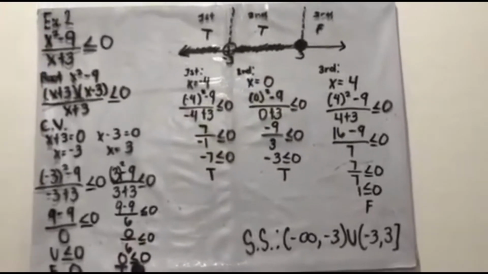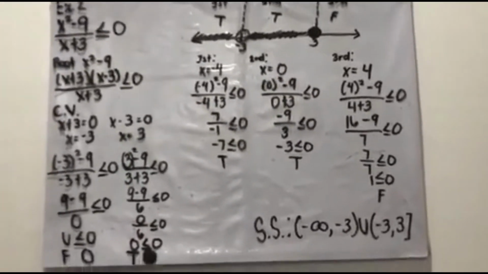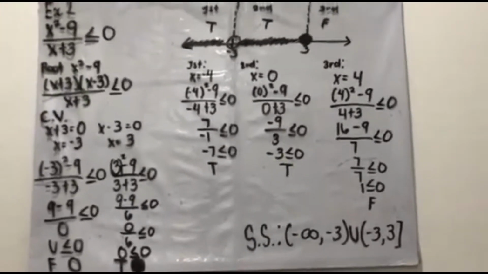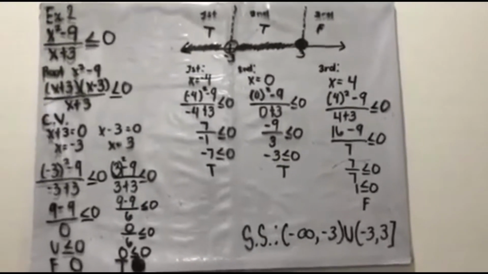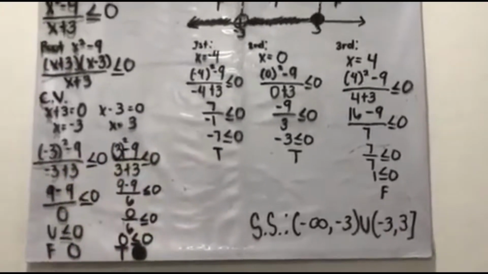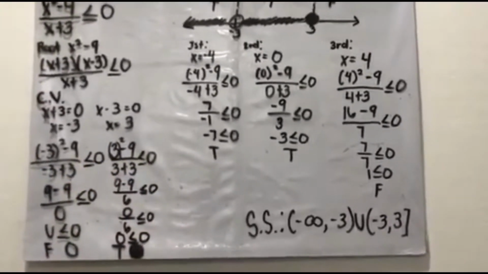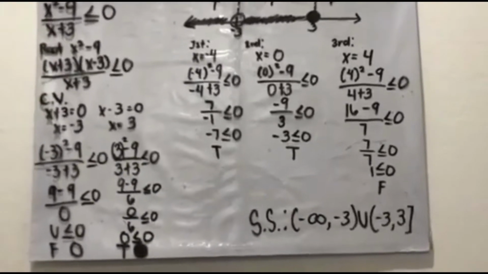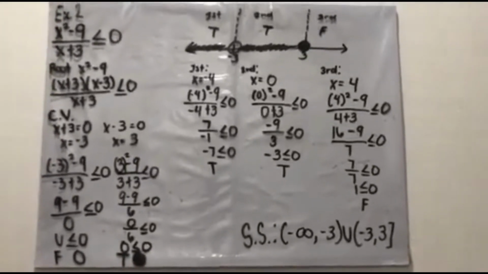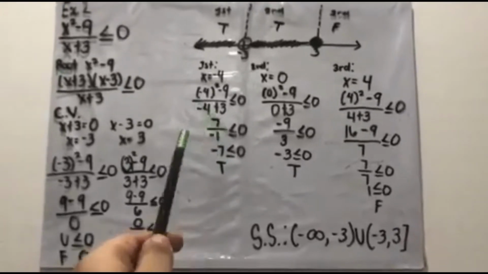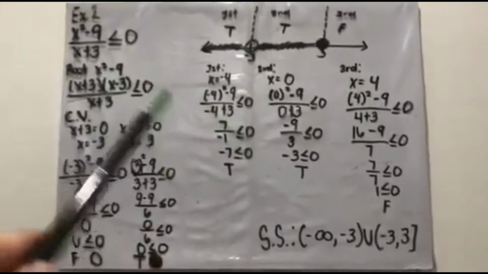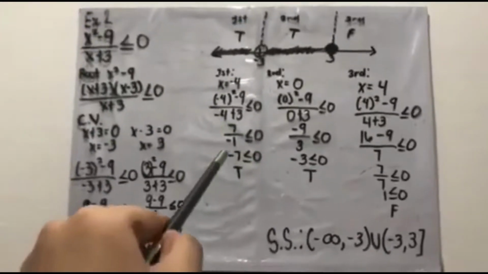So, doon naman tayo. Check natin ulit kung yung interval ba kasama siya doon sa solution set. So, doon tayo sa first interval. Ang kukunin natin is negative 4. So, substitute lang ulit. Negative 4 squared, ang sagot dyan is 16. So, 16 minus 9 is equals to 7, while negative 4 plus 3 is equals to negative 1. 7 over negative 1 is equals to negative 7.